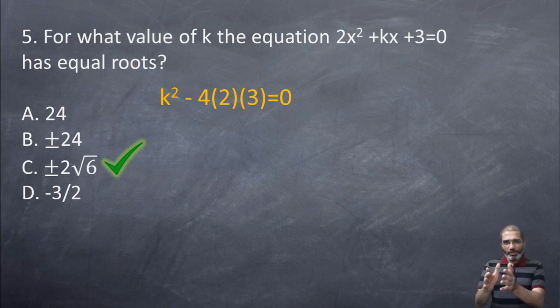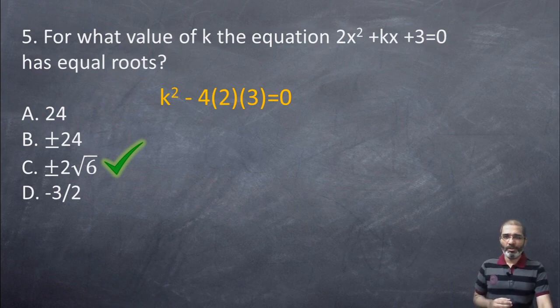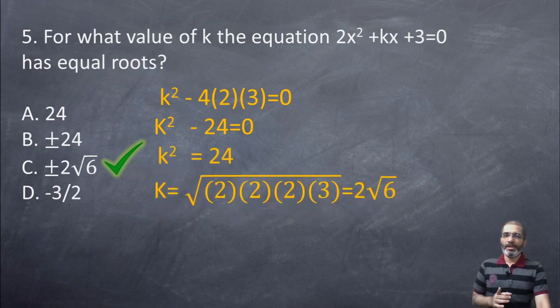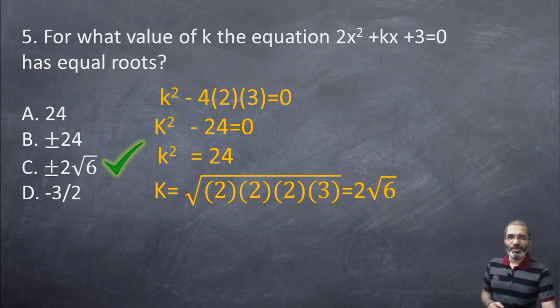So we are just substituting all the values in b square minus 4ac, and you can see the calculation, that is k square minus 4 into 2 into 3 equal to 0. That is k square minus 24 equal to 0. k square is 24 and k equal to, we are factorizing 24 and getting the answer as 2 root 6. And obviously it is a square root, so we have to take plus and a minus sign both. Okay, let's go with the next one.